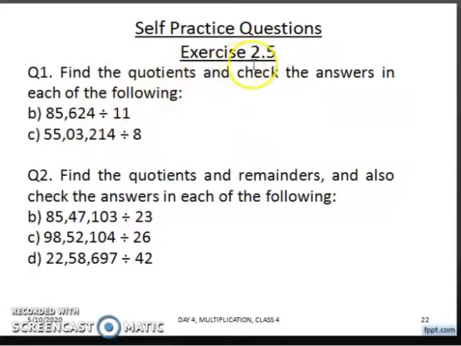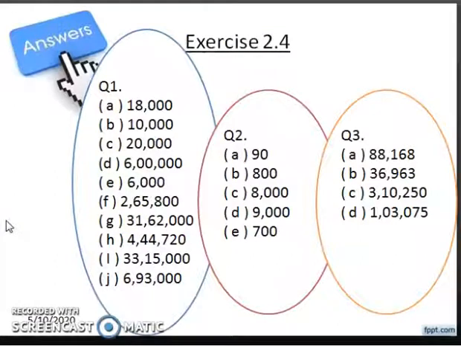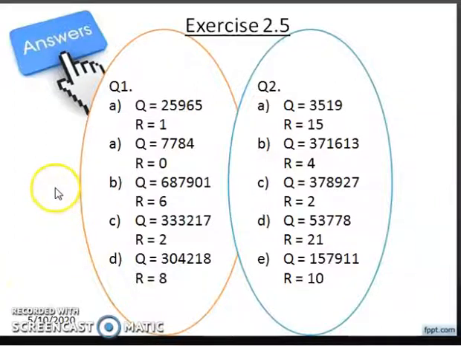Exercise 2.5, your self-attempt questions are here for you. The ones who don't have the books, divide this by 11, check your answer. Divide this by 8 and check your answer. Similarly, 3 parts of question number 2 go in the self-attempt questions. Now these are the answer slides. Exercise 2.4, question 1, question 2 and question number 3. All the answers are mentioned here. And the 2.5, question 1 answers and question 2 answers. So whatever were your self-attempt questions, please check.